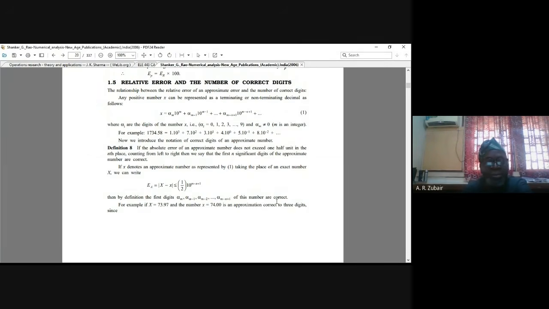For example, if x equals 73.97 and the number small x equal to 74 is an approximation correct to 3 digits. Correct to 3 digits.